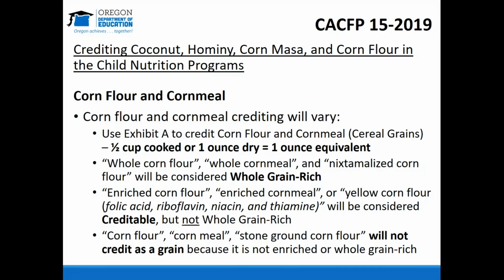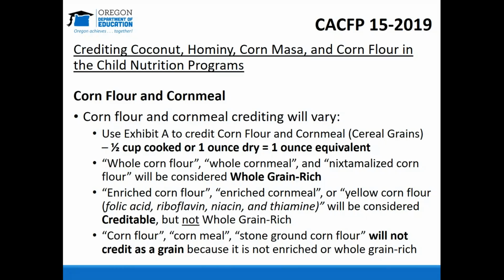To round out the corn family and also this memo, we have corn flour and cornmeal. Unlike hominy or corn masa, corn flour and cornmeal is not typically nixtamalized, although you may find products that use nixtamalized corn flour. Like the grits example, corn flour and cornmeal have multiple varieties, and some are whole grains, some are enriched, and some are not creditable at all. It is always important to read the ingredient list. Items listed with the word whole in front of the first ingredient will be whole grain rich, so very self-evident. For example, whole corn flour or whole corn meal. If you see nixtamalized corn flour, that also is a whole grain rich item. Anytime you see the words nixtamalized with a corn product, it will be a whole grain rich item.